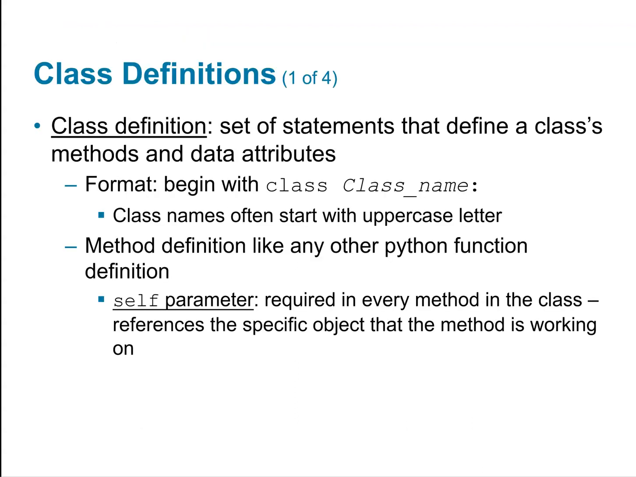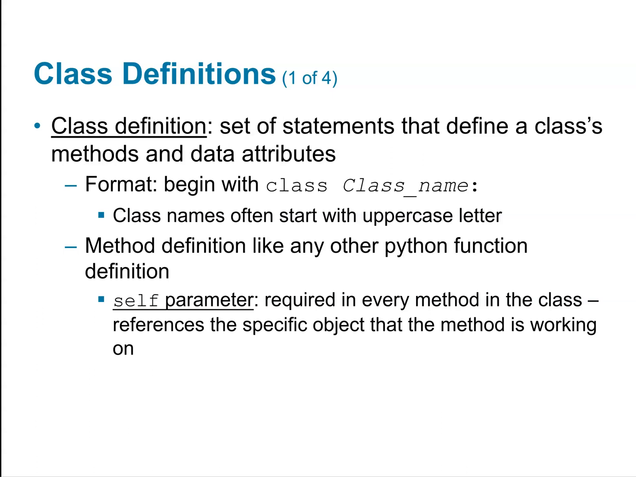So how do we define a class? It's a set of statements that define a class's methods and data attributes. The format begins with class name. Class names often start with uppercase letters. The method definition pretty much looks like any other Python function. However, they have a special parameter, self. Self is required in every method in the class, and it references the specific object that you're working on. So going back to our example of a pug, the Charlie instance would have a self parameter referring to it and its own methods.